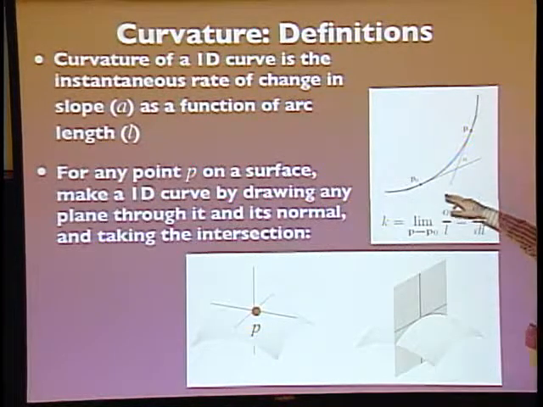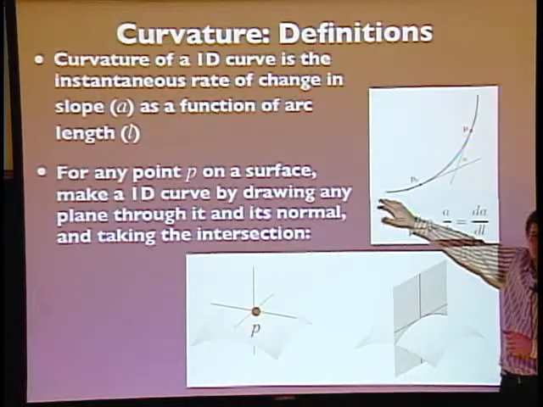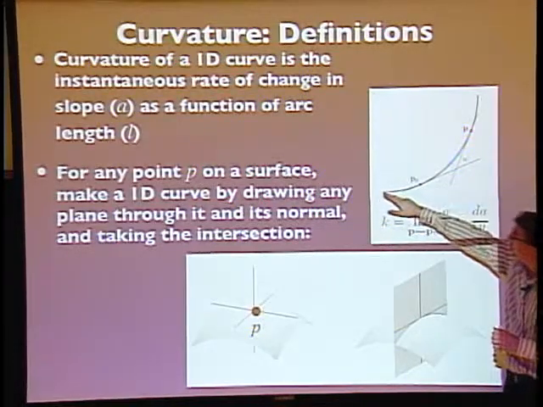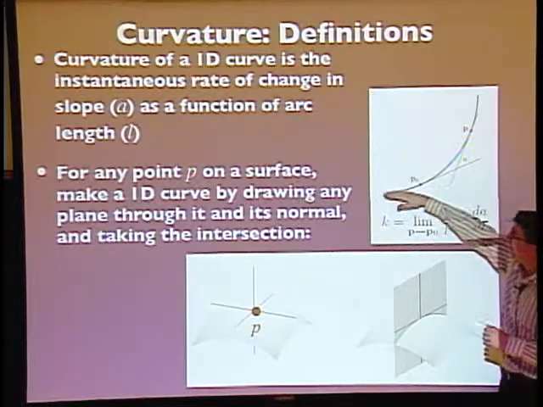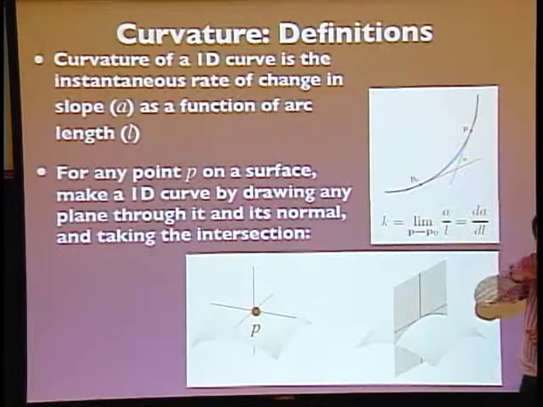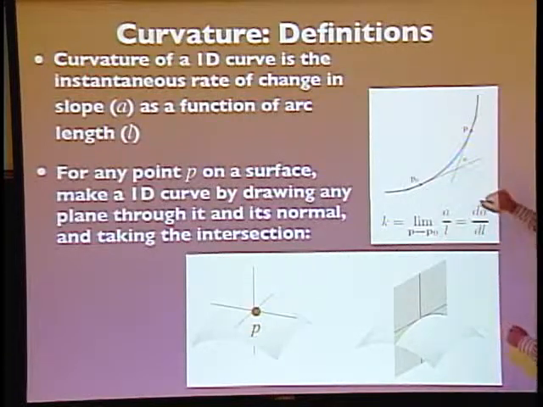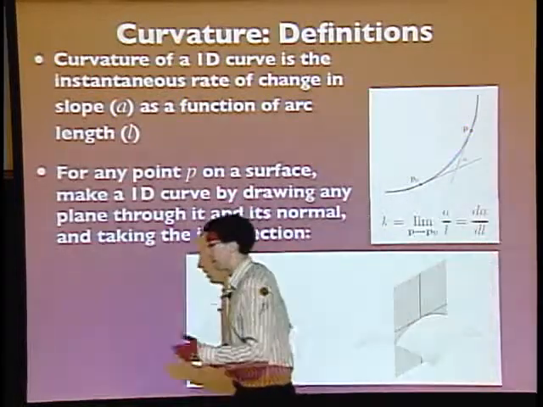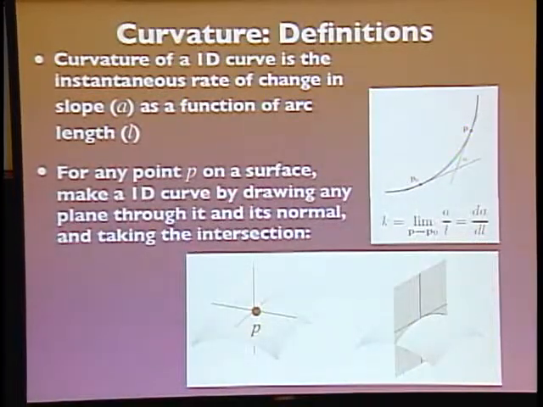For every point on the curve, you can calculate the tangent line, and that's unique and well-defined. What you can do is travel along this curve and calculate the slope at each point. In fact, you can chart what the slope is for every position on this curve, and then take the derivative of that. That tells you the rate of change of slope.